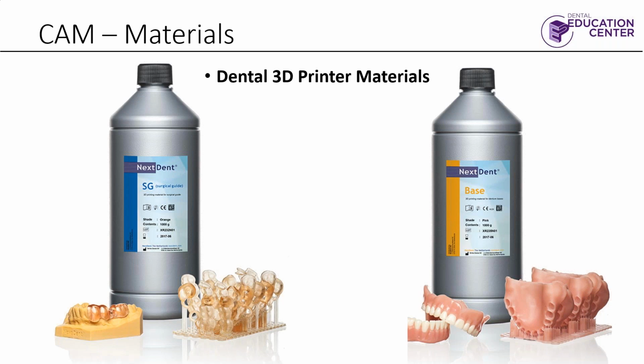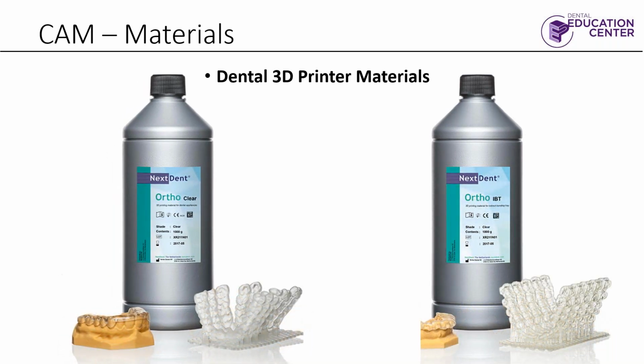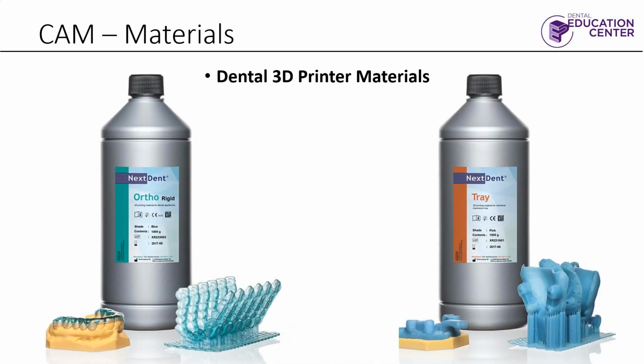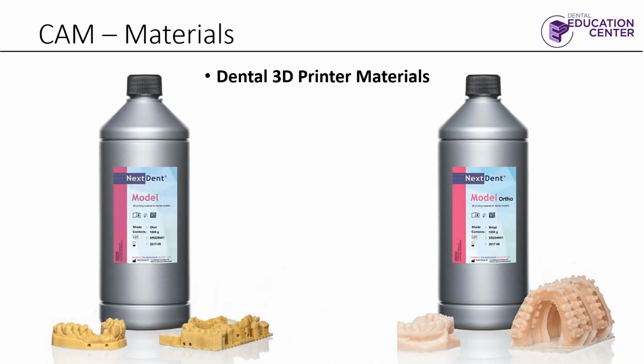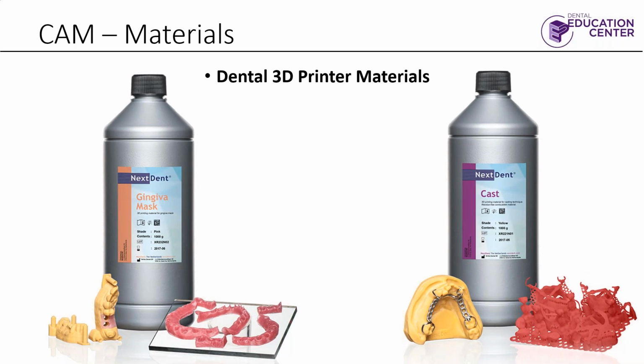Surgical guides, denture base, crown and bridge, for investing, casting. You can get into crown and bridge, temporaries, the temp material, ortho, ortho clear. You've got ortho rigid. You've got your tray materials. It just goes on and on. Model: I think there are 4 or 5 different model colors: peach, yellow, gray. It just goes on and on. Another ortho material, obviously. Gingiva, which is nice, when you're doing implant models.